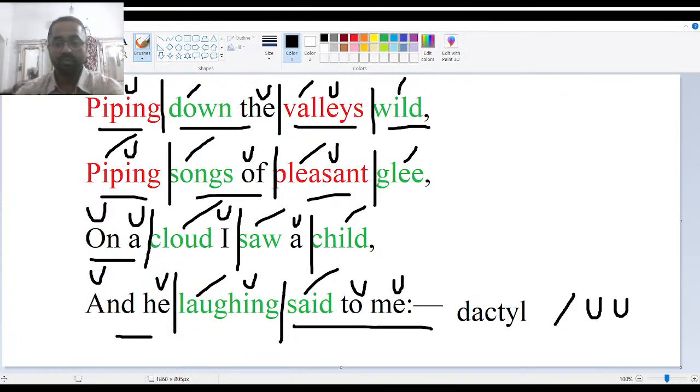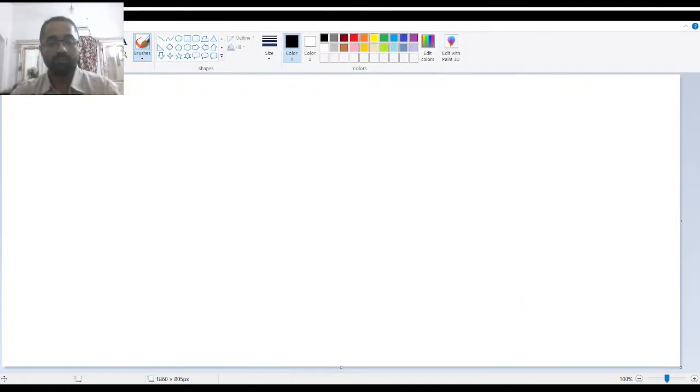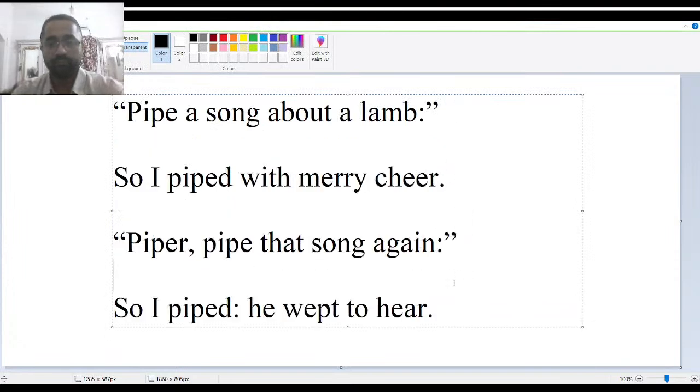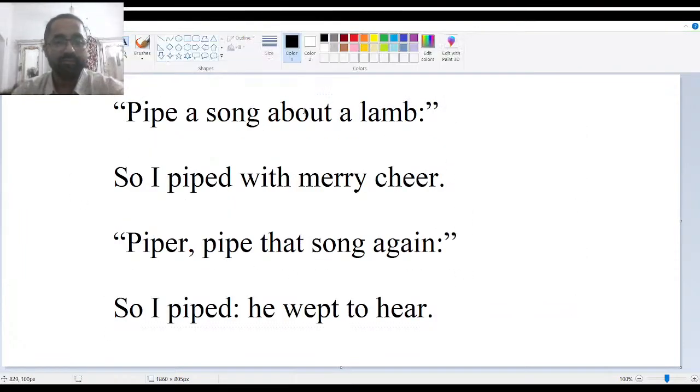Okay. We'll look at some other examples. Let's look at the second stanza from the same poem, and the rhythm will be clearer to you. Pipe a song about a lamb, so I piped with merry cheer. Piper, pipe that song again, so I piped, he wept to hear.